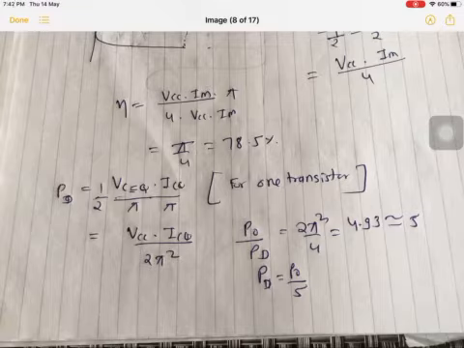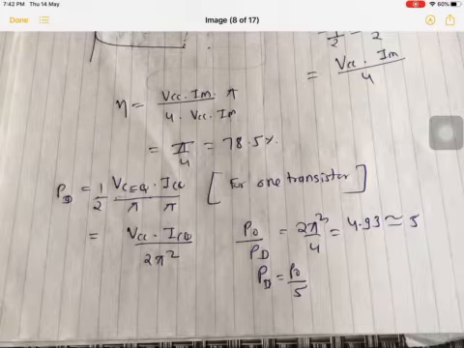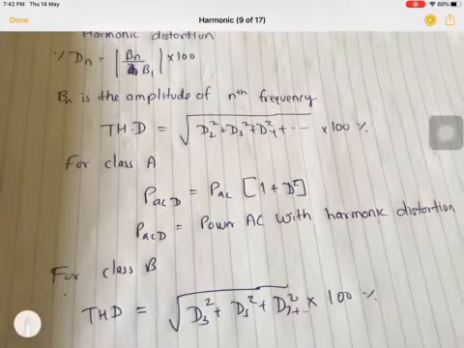And one more thing that I had discussed: if we use a transformer-coupled class A amplifier, theoretically its efficiency can reach up to 50%. Now we'll start further. One more term is harmonic distortion. It is a sort of distortion.